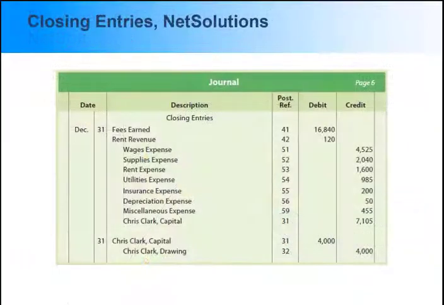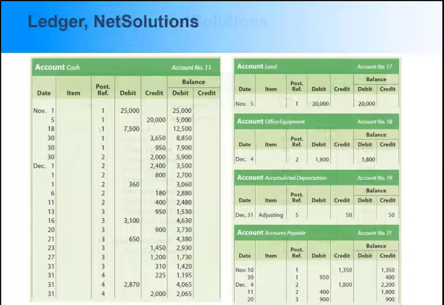The closing entries are recorded in the journal. First, write the heading Closing Entries. The first step entry closes the two revenue accounts to expense accounts. The second step entry closes owner's capital to owner's drawing. After the closing entries are journalized, they are posted to the ledger accounts.